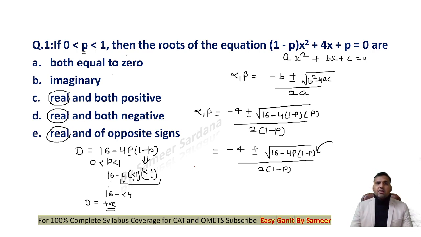Are the roots equal to 0? No, they are not equal to 0. You can see that, right? P is not equal to 1. P is greater than 0 and less than 1. So this option is straight away eliminated. And the roots are also not imaginary. This is also eliminated because my discriminant is positive.